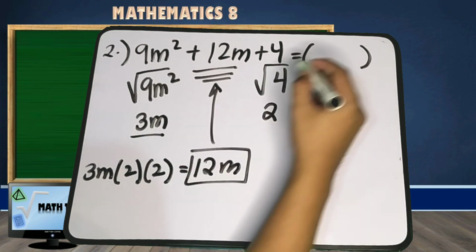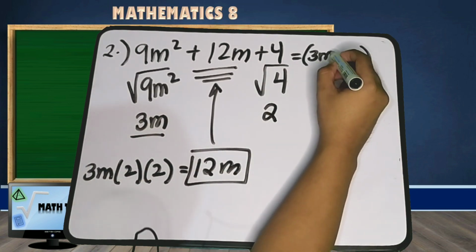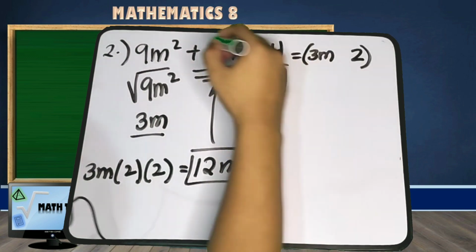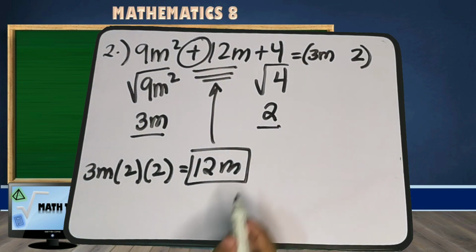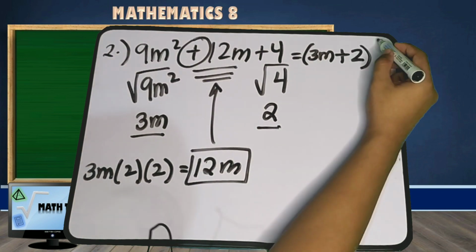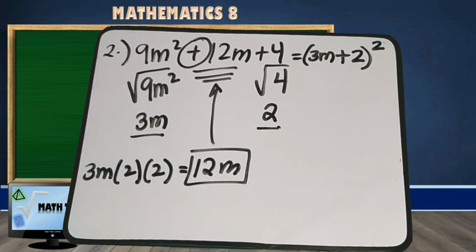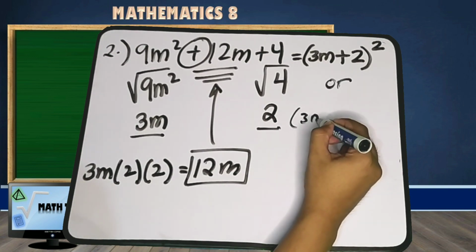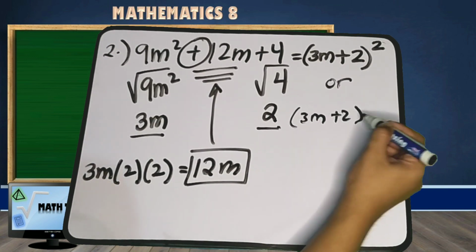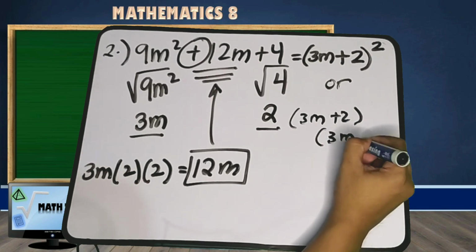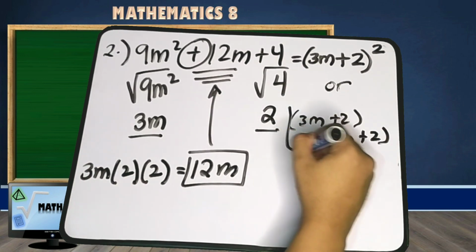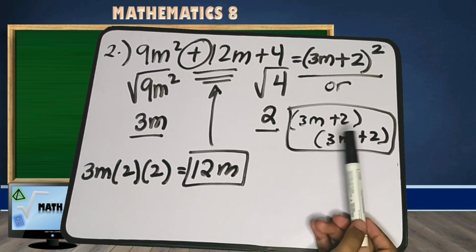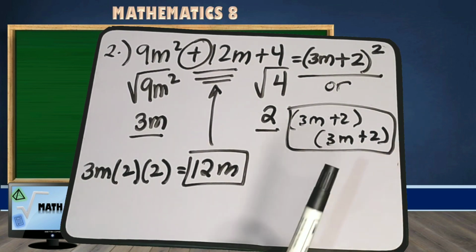Copy the square root of the first term, so 3m, and the square root of the last term. Then get the sign of the middle term, so plus, and then squared. Or 3m plus 2 times 3m plus 2. So 3m plus 2 squared and 3m plus 2 times 3m plus 2 are both correct.